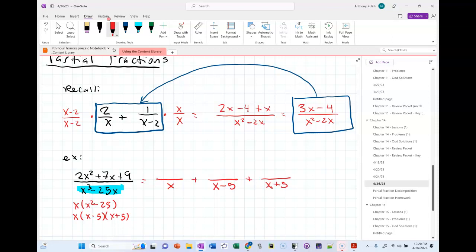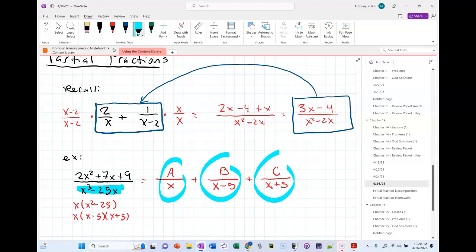Everybody's okay with that? Since each of these fractions was linear, a degree 1 polynomial, the numerator must be just a constant. So I'm going to use the letters A, B, and C to represent those constants. Everybody's okay with that? Because I know that for this partial fraction decomposition, each partial fraction has to be proper, so the numerator has to be at least 1 degree less than the denominator. So the denominators are all degree 1, the numerators have to be degree 0.